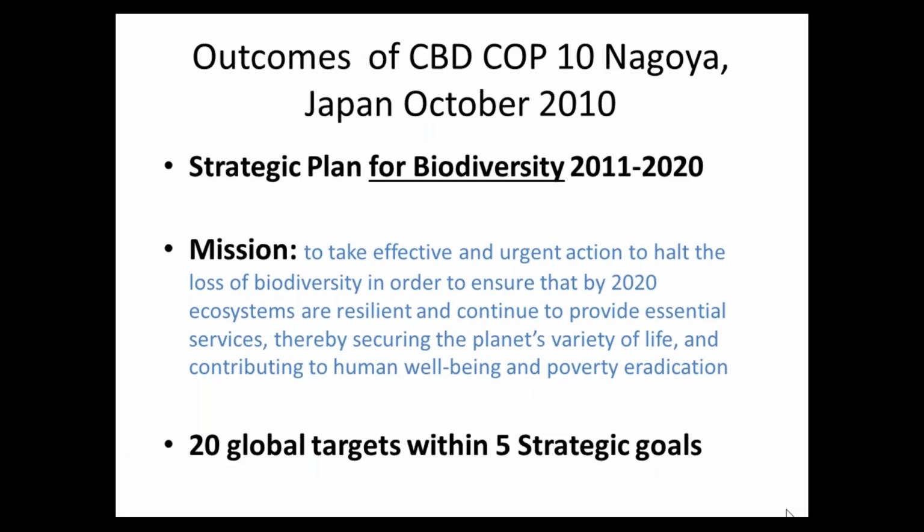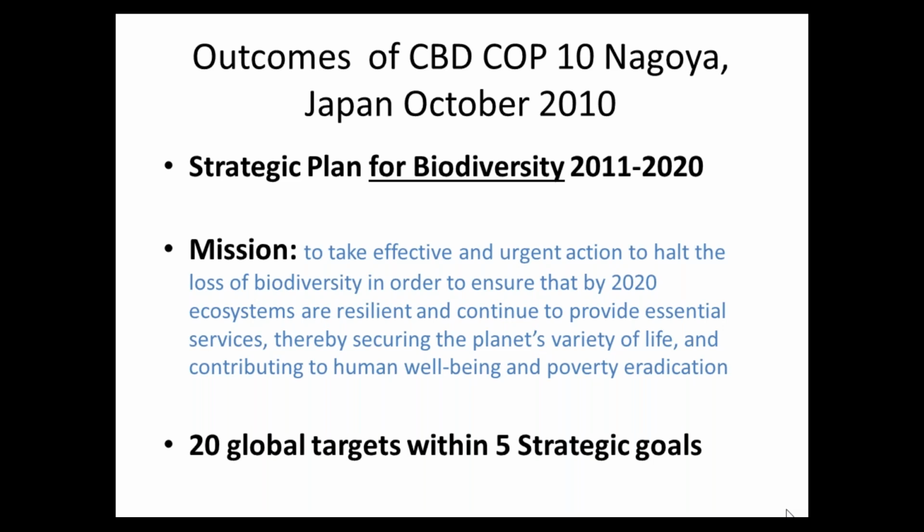There we go. The Strategic Plan for Biodiversity 2011 to 2020 was agreed in 2010 at the 10th meeting of the Conference of the Parties to the Convention on Biological Diversity, which was held in Japan that year. Very importantly, it is the Strategic Plan for Biodiversity and not the strategic plan for the Convention on Biological Diversity. What they've tried to do is keep the association of the strategic plan broader than just the CBD.